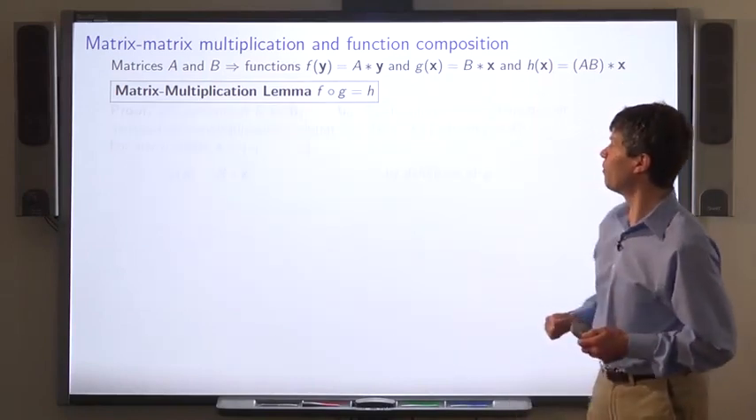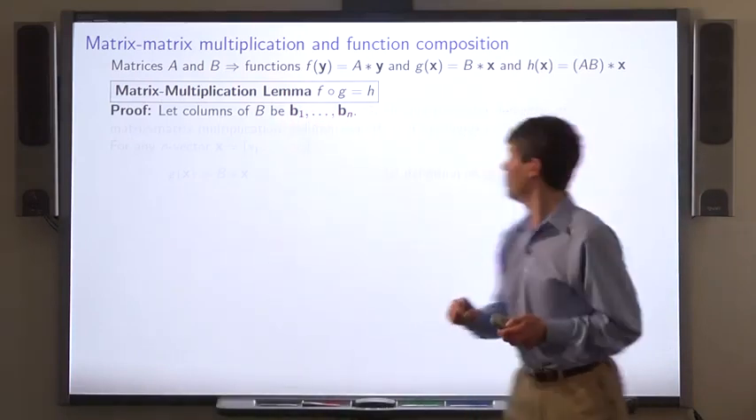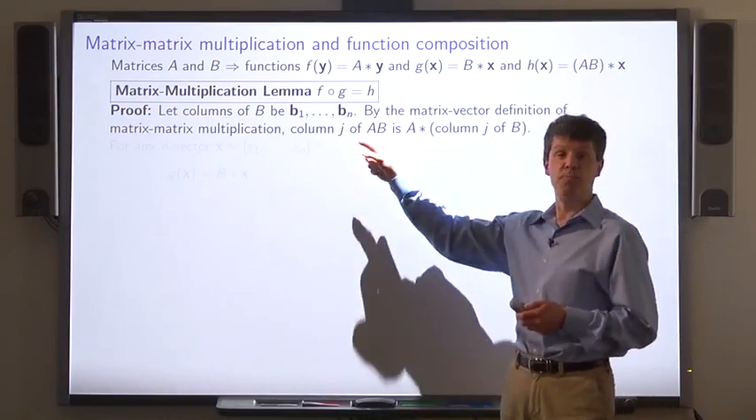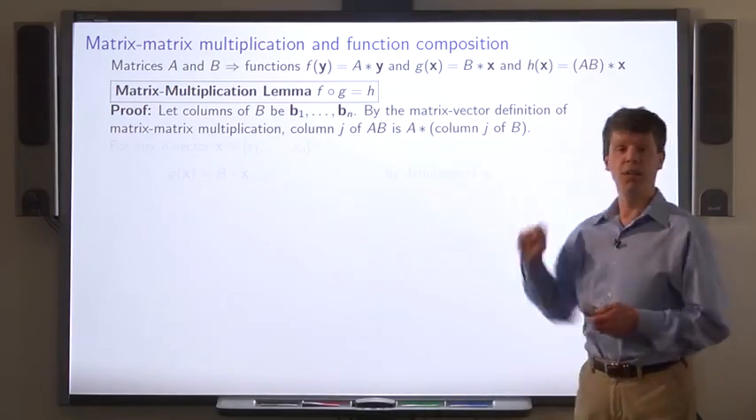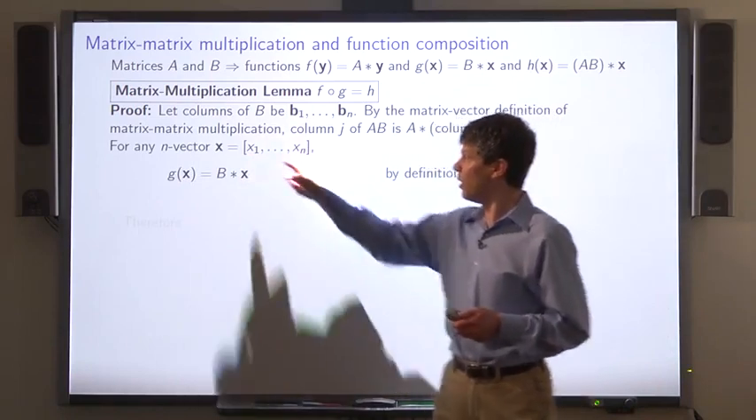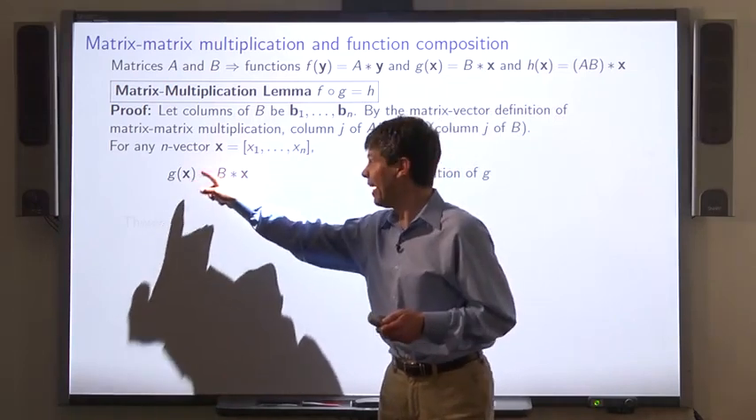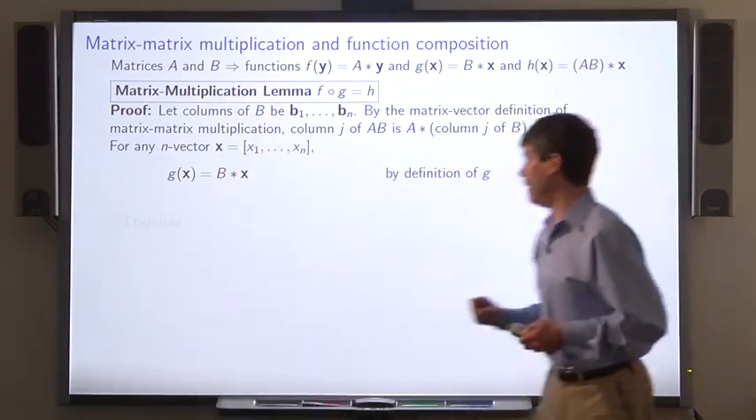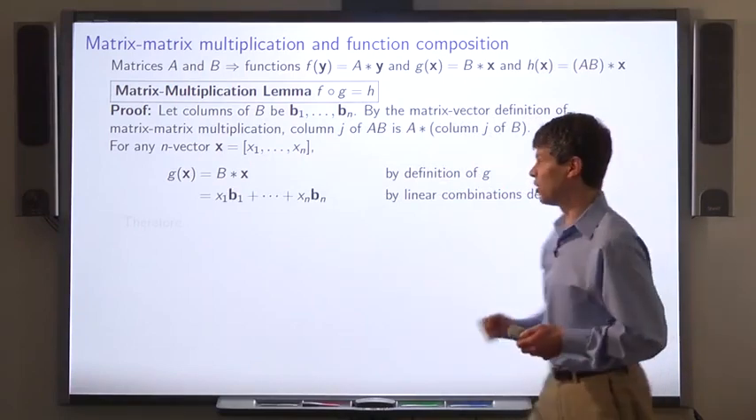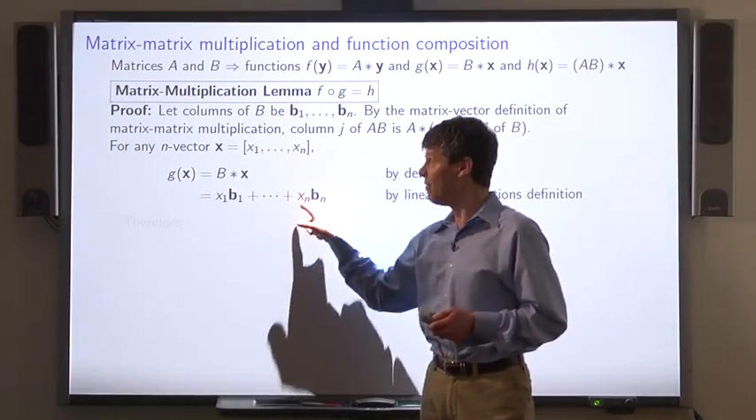Let's see a formal proof, however. For the proof, let the columns of B be the vectors b1 through bn. Now by the matrix-vector definition of matrix-matrix multiplication, column j of the matrix product AB is A times column j of the matrix B. So let's take a vector x. Let's say its entries are x1 through xn. Applying the function g to x is the same as multiplying x by B. By the linear combinations definition of matrix-vector multiplication, we can write this vector as the linear combination of the columns of B, where the coefficients are given by the entries of x.